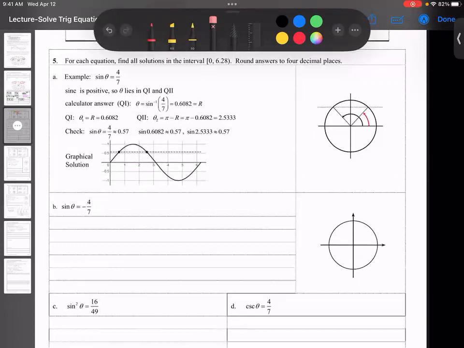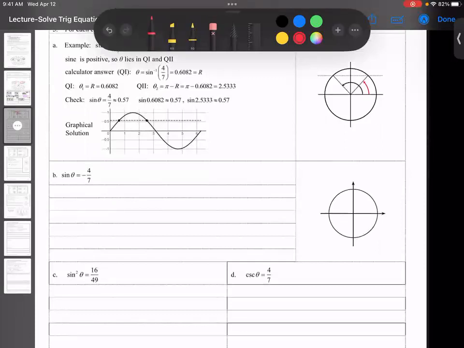So negative 4 over 7, if you plug in your calculator, negative 4 divided by 7 is roughly negative 0.57 something, right? So let's say negative 0.6. Where's negative 0.6? Well, sine is the y-axis, right? So negative 0.6 is right here. So that's right there is negative 4 over 7. And then you draw a horizontal line from that point.